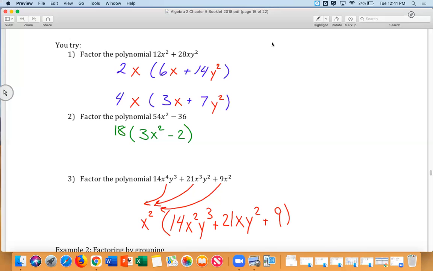X squared. No, I pulled that out. And that's it. You guys okay with that? All right. That's where I'm stopping today.